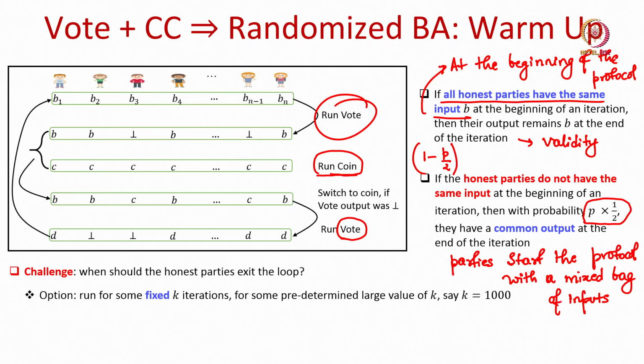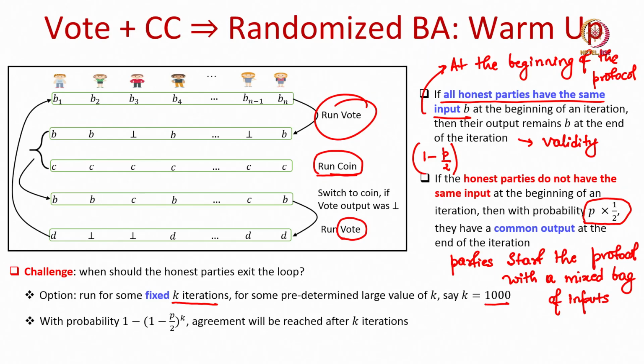The first option is that we run this protocol, and when I say protocol, that means the number of iterations, each iteration consisting of vote, coin, vote, for some fixed number of iterations, say k iterations, for some predetermined large value of k, say 1000. Then it will be guaranteed that with this much probability agreement has been achieved after k iterations.